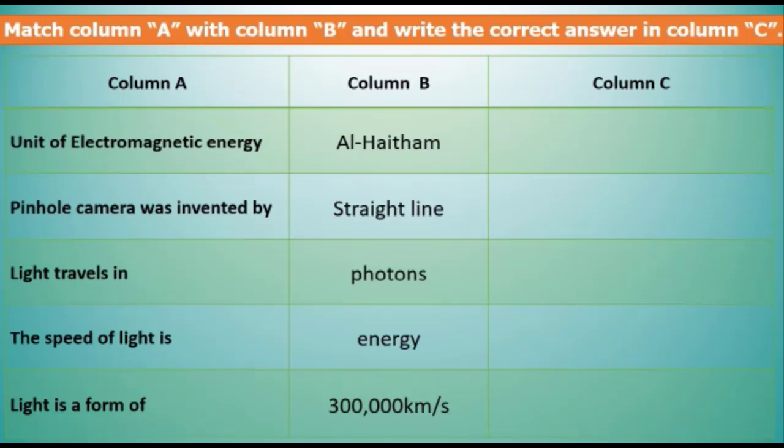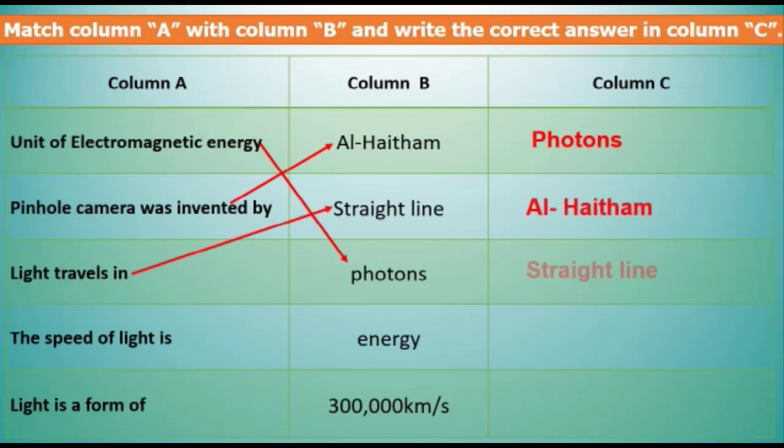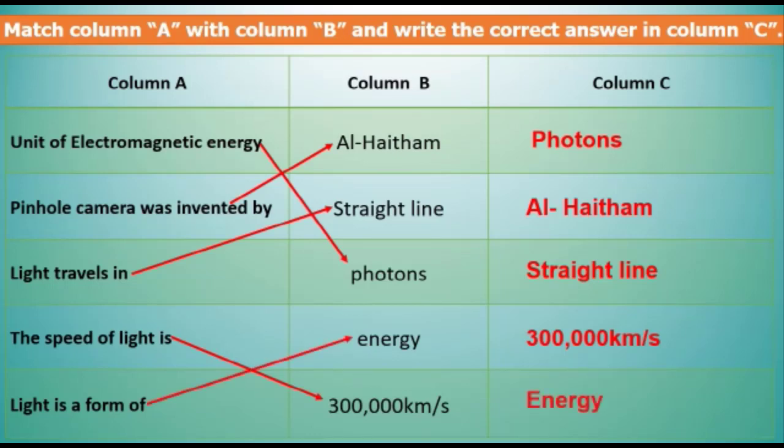Dear students, now we will match column A with the column B and write the correct answer in column C. Unit of electromagnetic energy is called photons. Pinhole camera was invented by Al-Haytham. Light travels in straight line. The speed of light is 3 lakh km/s. Light is a form of energy.